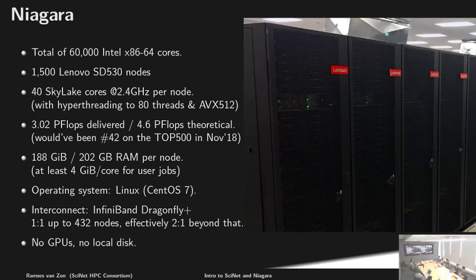Each node has 40 cores. It has about 200 gigabytes of RAM, if you count in powers of 10, which means about 4 gigabytes per core for your jobs. And the operating system is Linux. What does set this system apart is its network. It has what's called an InfiniBand interconnect. So rather than just having Ethernet cables, there's a faster interconnect.